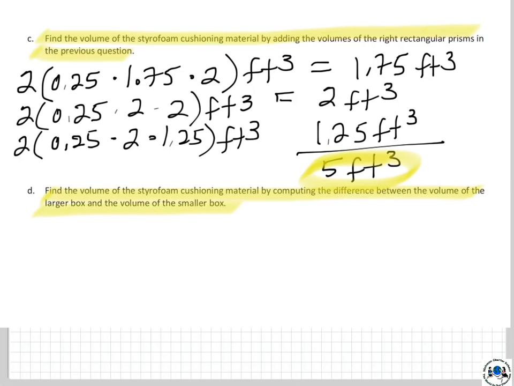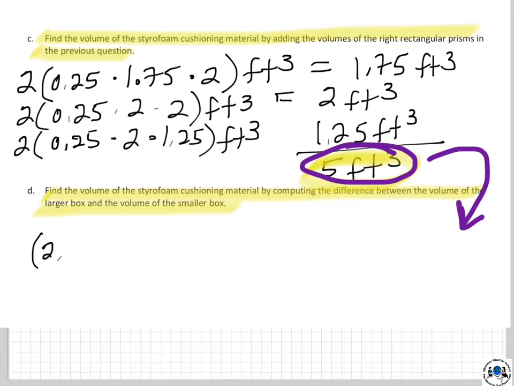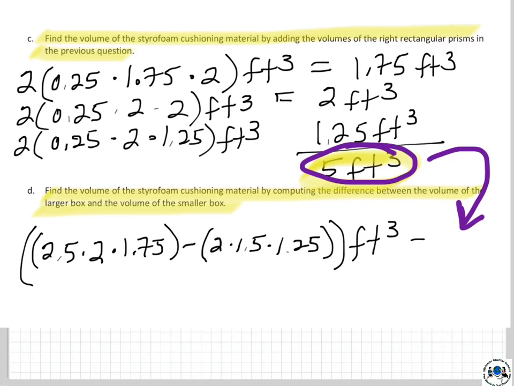Okay? Alright, so now we're going to find the volume of the styrofoam cushioning material by computing the difference between the volume of the larger box and the volume of the smaller box. Okay? So, ideally, this is a second way of doing this, ideally this 5 cubic feet will be the answer to this problem as well. So let's go ahead and do that. This is the volume of the larger box first. Let me pause here because I'm going a little bit too quickly.